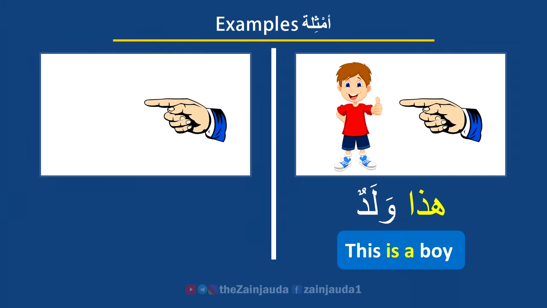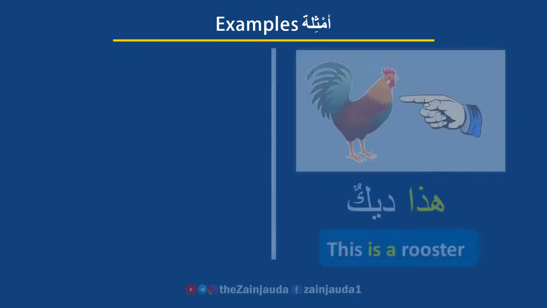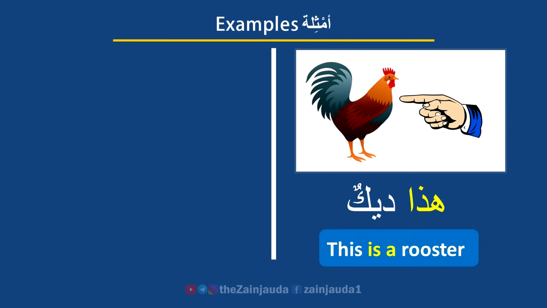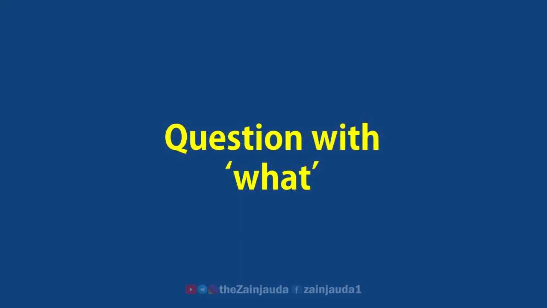Another example is هذه بنت. هذا ولد. هذه بنت. Let's have another example. هذا ديك. هذه دجاجة.